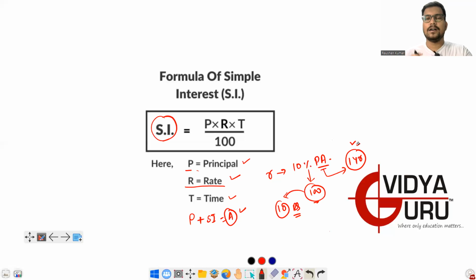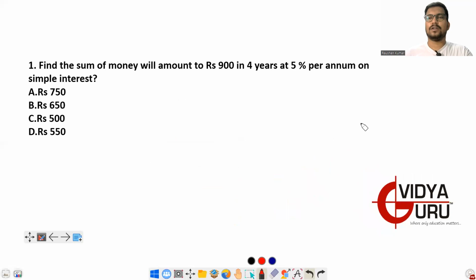We will see some questions on simple interest. Let's see the first question. The question is saying: find the sum of money that will amount to rupees 900 in 4 years at 5% per annum on simple interest. The amount is given here, and the time is also given. Everything should be calculated in your mind first.